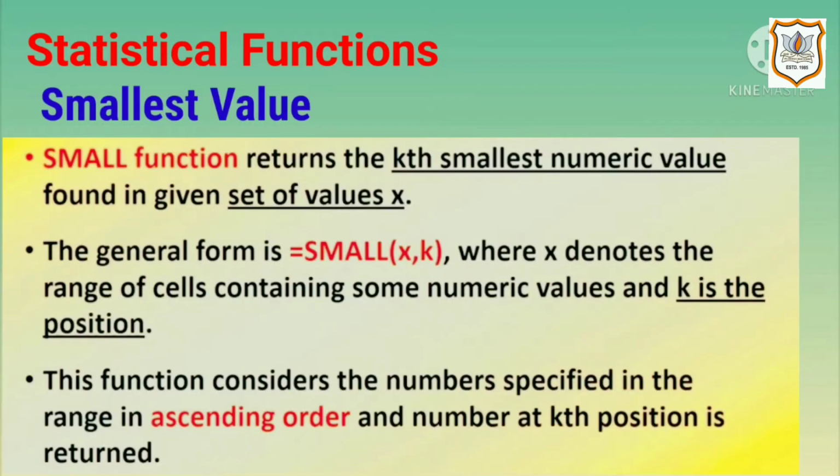Next function is SMALL, the smallest value. The SMALL function returns the kth smallest numeric value found in the given set of values x. The general form is equal to SMALL(x, k), where x denotes the range of cells containing some numeric values and k is the position. This function considers the numbers specified in the range in ascending order and the number at the kth position is returned.